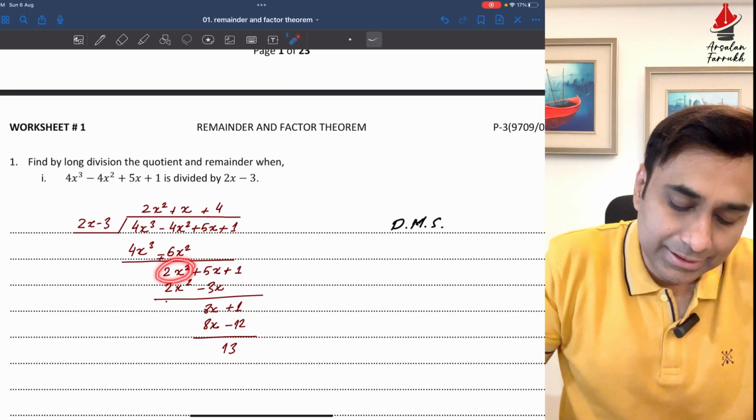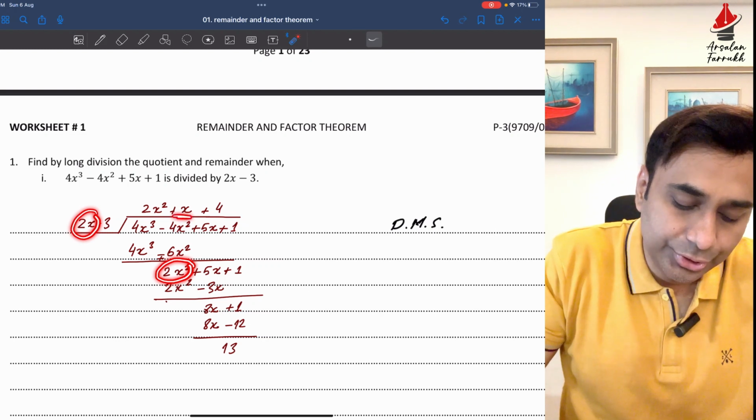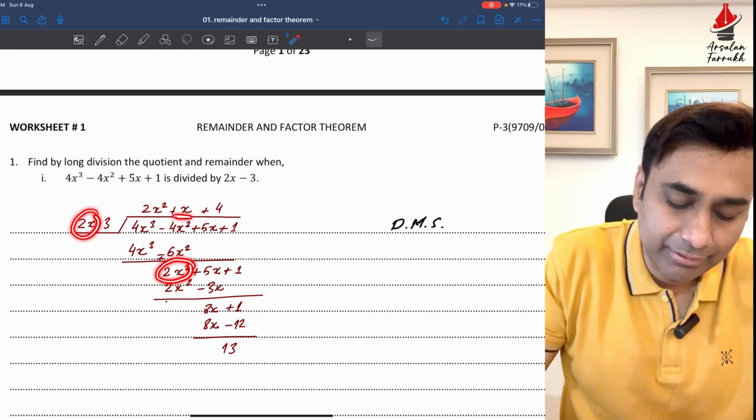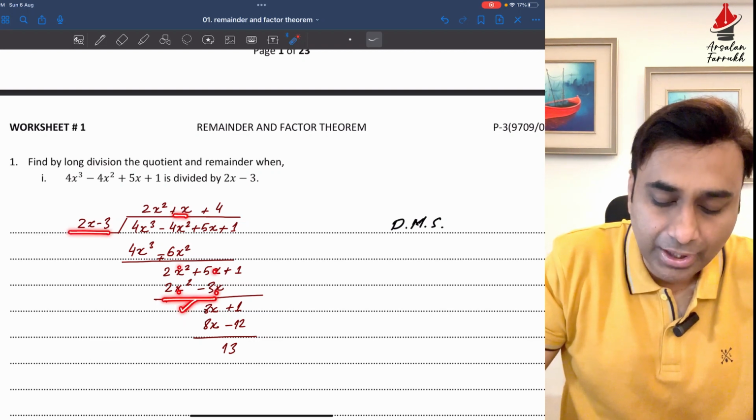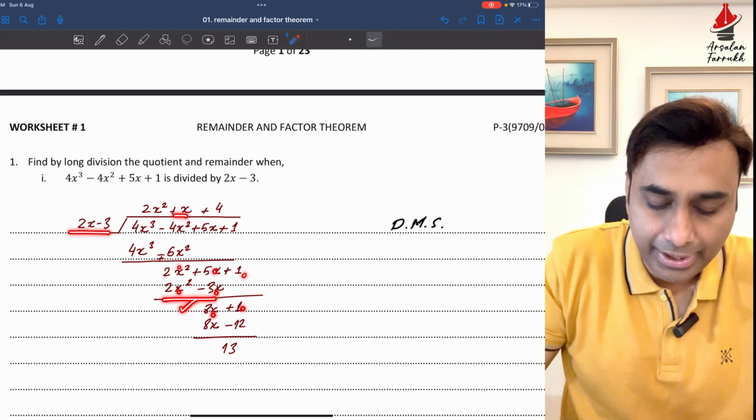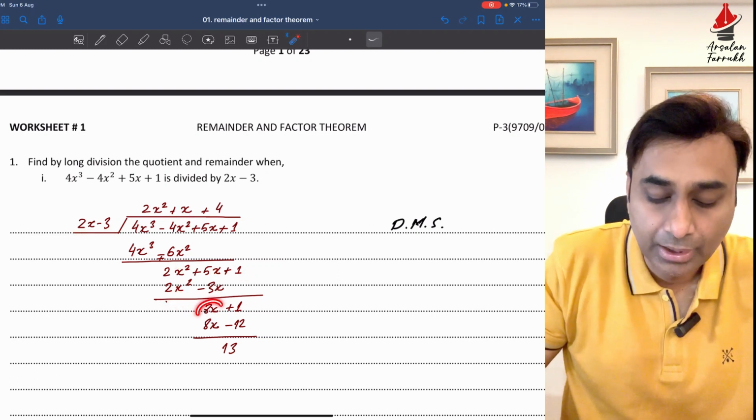Then I repeat. Divide 2x squared by 2x. I get x, which I write down over here. Then I multiply 2x minus 3 by x, and I got my answer over here. Subtracted these two, 2x squared would cancel. 5 plus 3 gives you 8, and 1 is being copied as it is.